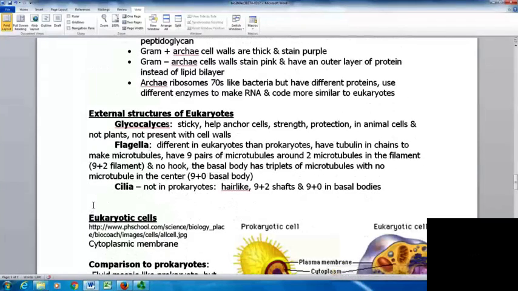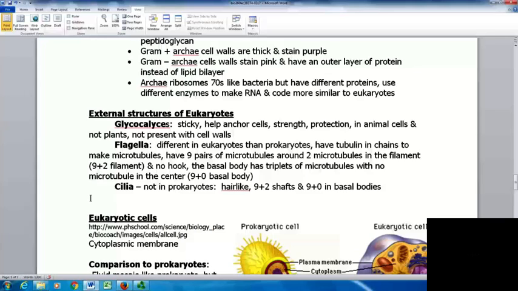Now we'll look at some of the external structures of the eukaryotes. The glycocalyx is a sticky portion that helps to anchor the cells, provides strength and protection. It's found in animal cells but not plant cells. It's not present in the cells that have walls.